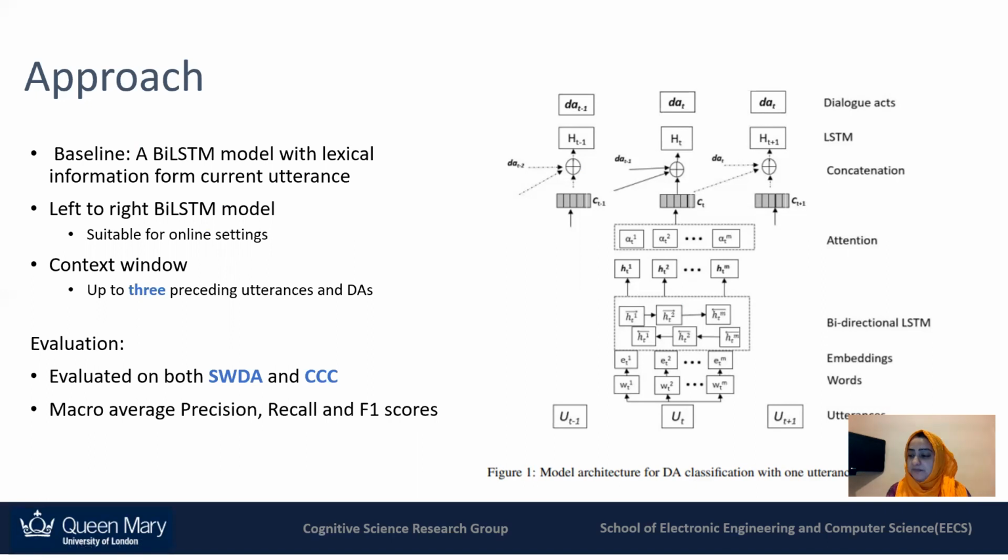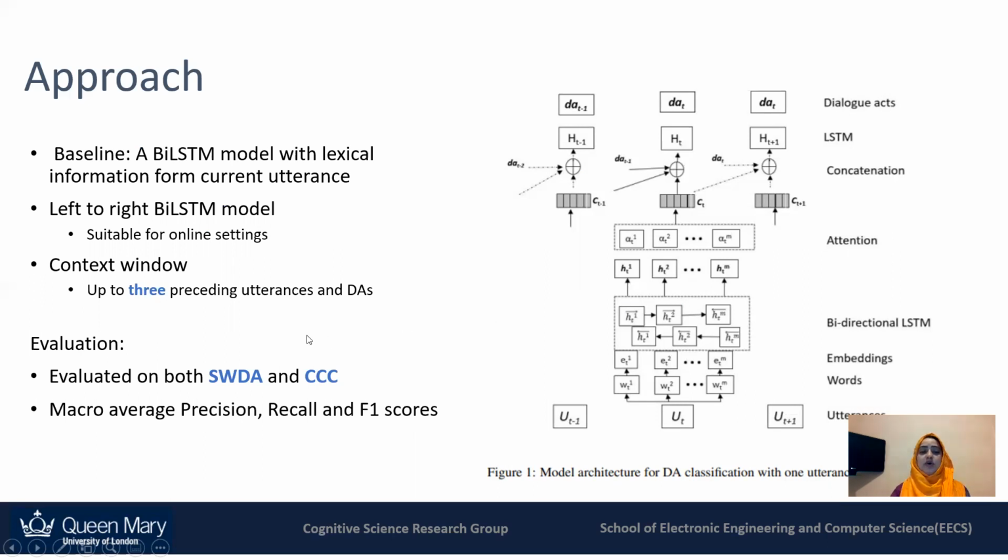hidden vectors at the utterance level, and these representations are then combined with the previous utterance representation and the previous dialogue act, which are then fed to the left-to-right LSTM at the higher level to predict the dialogue act tag for the current utterance. And here particularly we use a context window of up to 3 preceding utterances and dialogue acts.